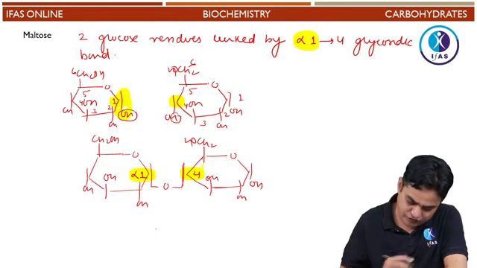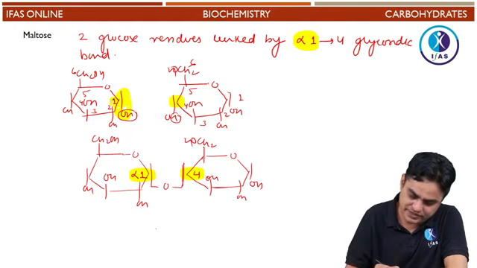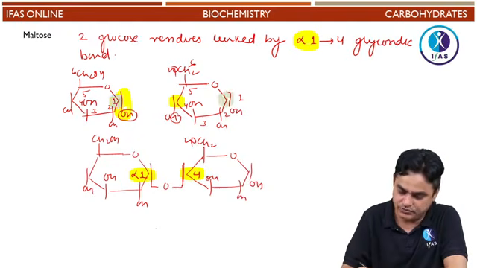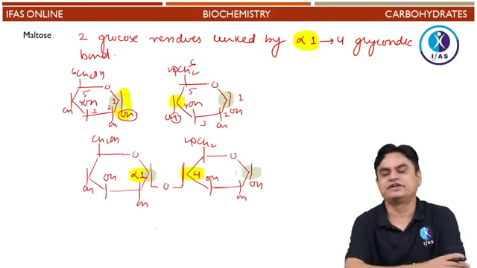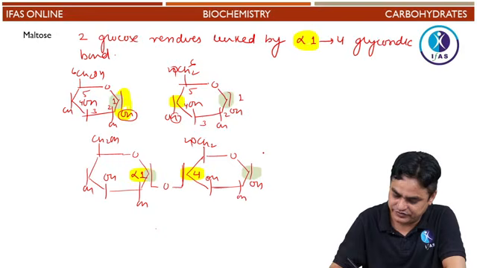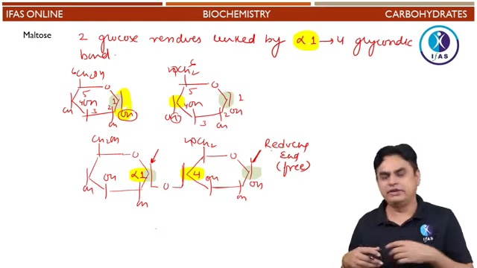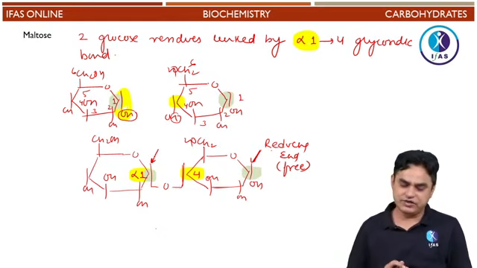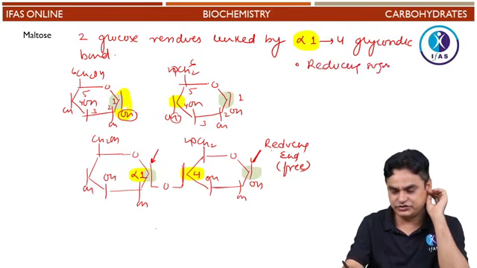Now, although one of the anomeric carbons is involved in bonding, these are the anomeric carbons. One of the anomeric carbons is involved in bonding, but still one anomeric carbon is free. That's why maltose is referred to as, this is the reducing end, and this reducing end is free. One of the reducing ends is involved in bonding, but another reducing end is free. And if it is free, that's why maltose would be referred to as a reducing sugar.